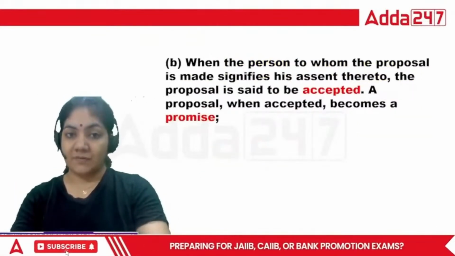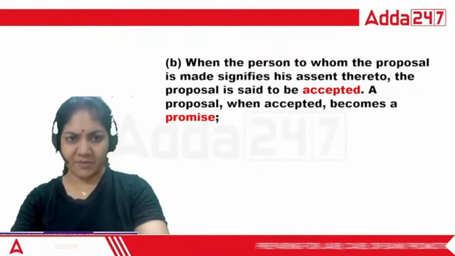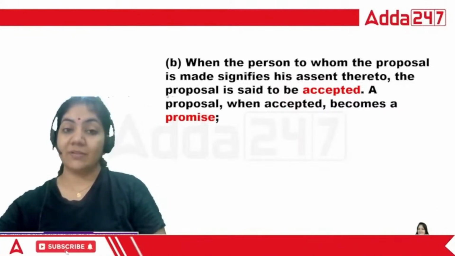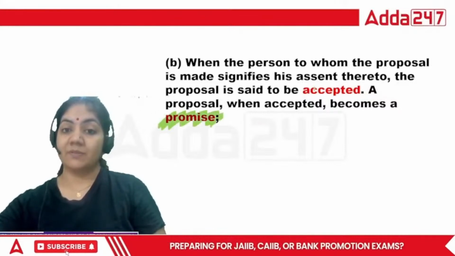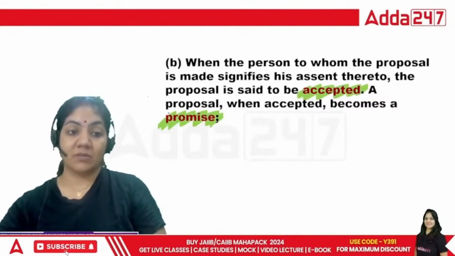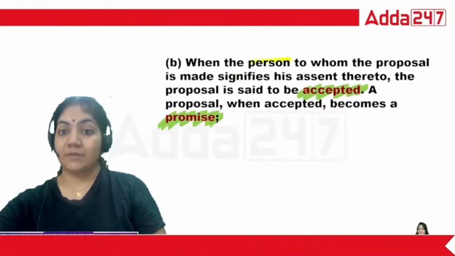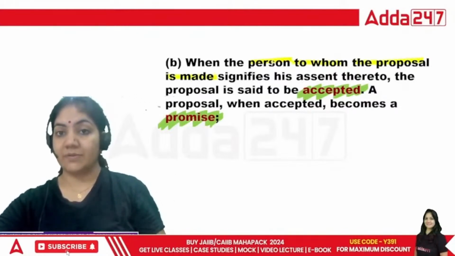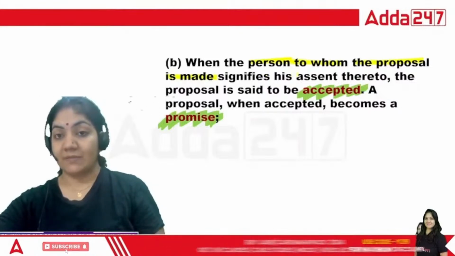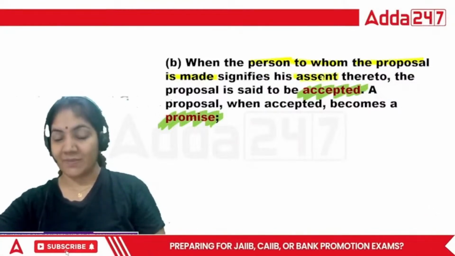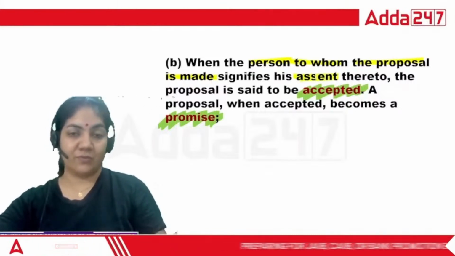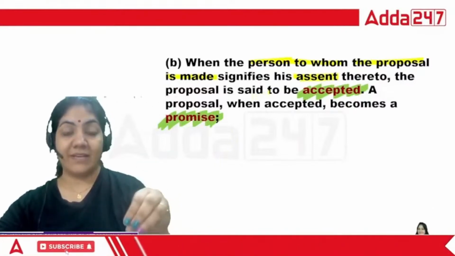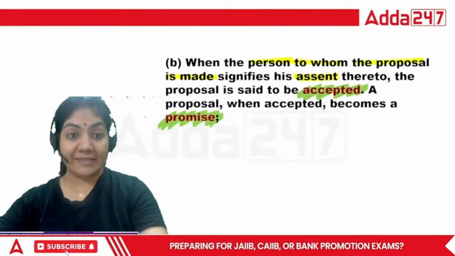Next, after offer, the opposite party will accept it, right? Now in the B section, and no need to learn the section, guys, in B, promise is written, accepted is written. So what is accepted? When the person to whom proposal is made signifies his assent. Assent means the opposite party will say, yes, I want to purchase your car. When the proposal is given assent by another person, that is called accepted.